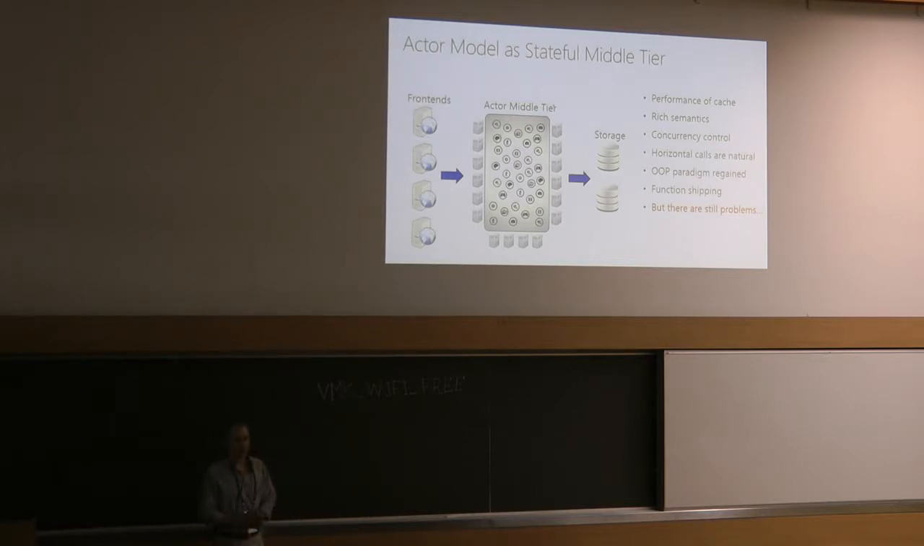But there's still problems there. One of the big problems is controlling how creation of these actors happens. You still have parallel requests coming to the front ends or your middle tier servers. And in my example, when I want to update an address of the user, they go and check if there is an actor for that user in the system.